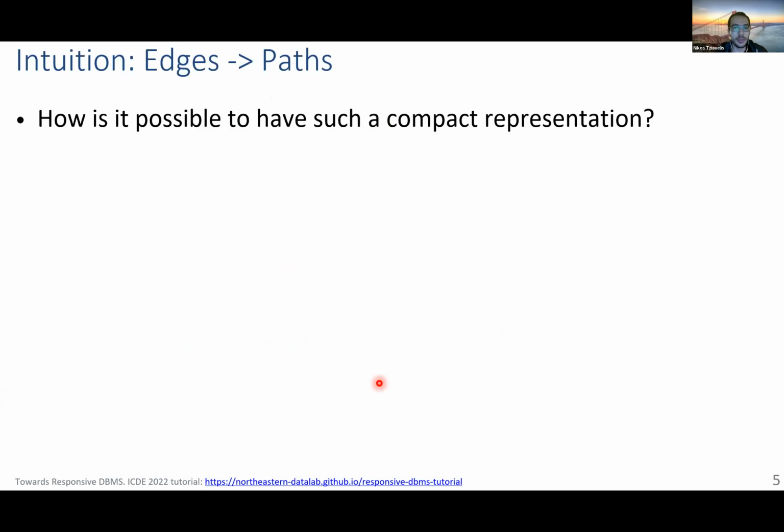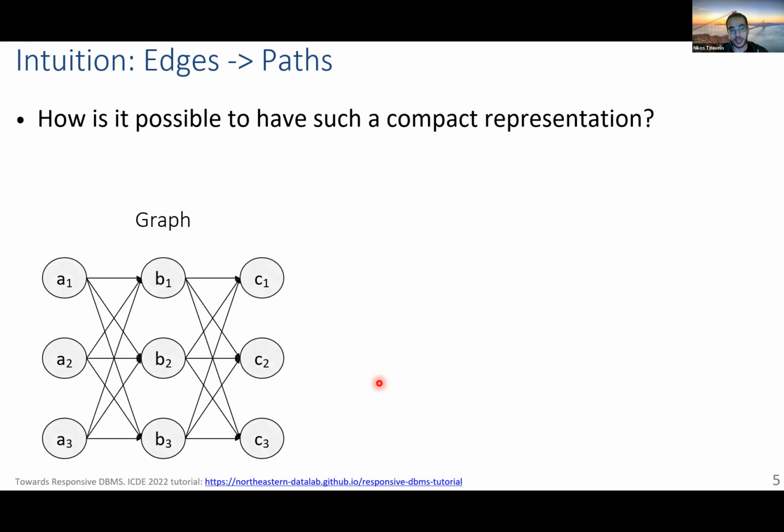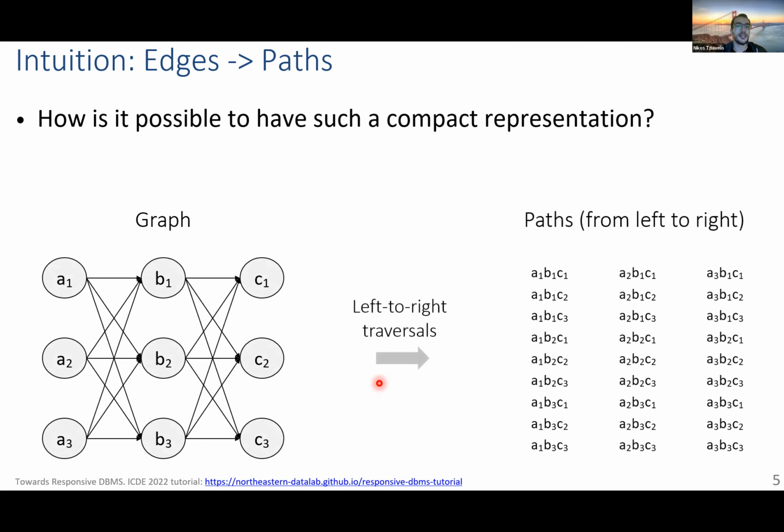So how is that possible? How is it possible to have such a compact representation? Here's a nice analogy to think about. If I give you a graph, then by doing many traversals, you can compute all the paths here from left to right. So basically all the ABC paths in this graph.